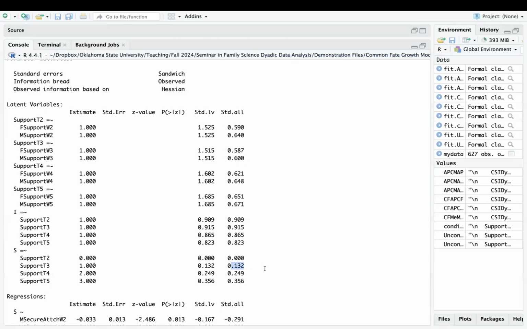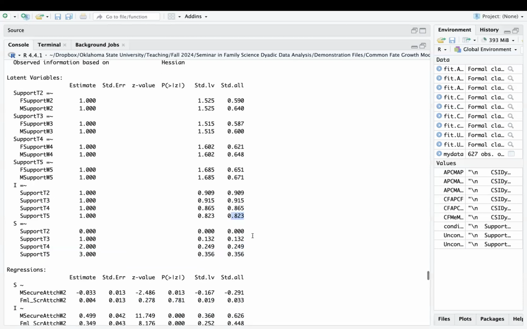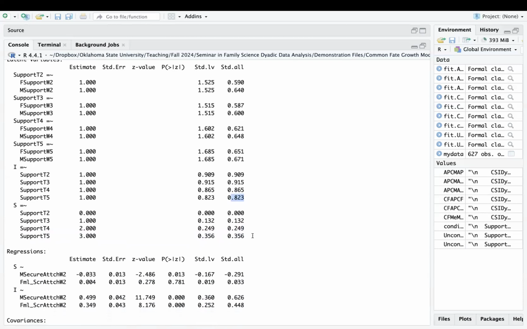I believe this was 1.09 or something like that before. Now it's 1.32. And you can see that these others have shifted just a little bit. This went up a little bit as well. So that is to be expected. That's not necessarily a sign of problems.